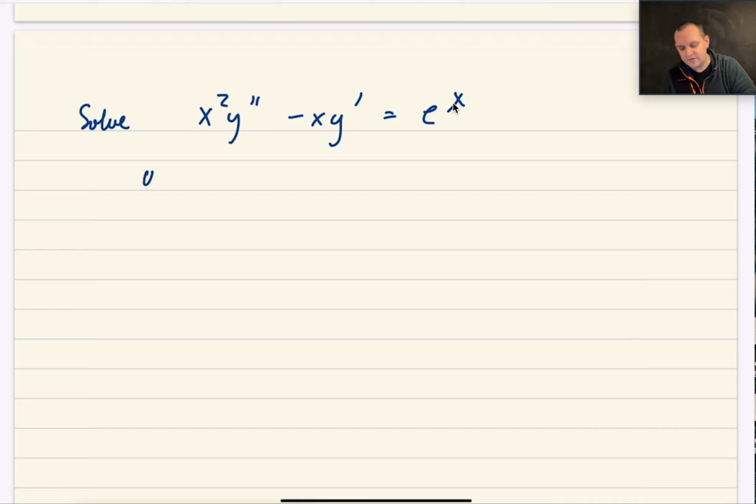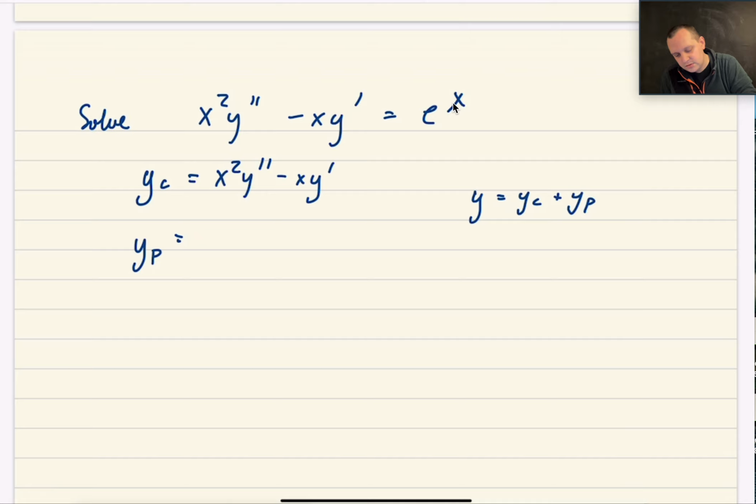And what you would do is you'd have to find the complementary solution first, and then find a particular solution. And once you had those, then your general solution would be the sum of those. So to find the complementary solution, you just basically do what we were doing before.